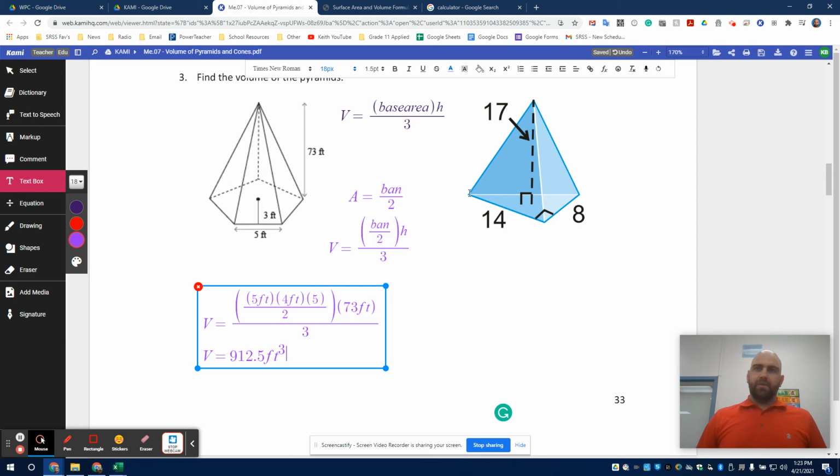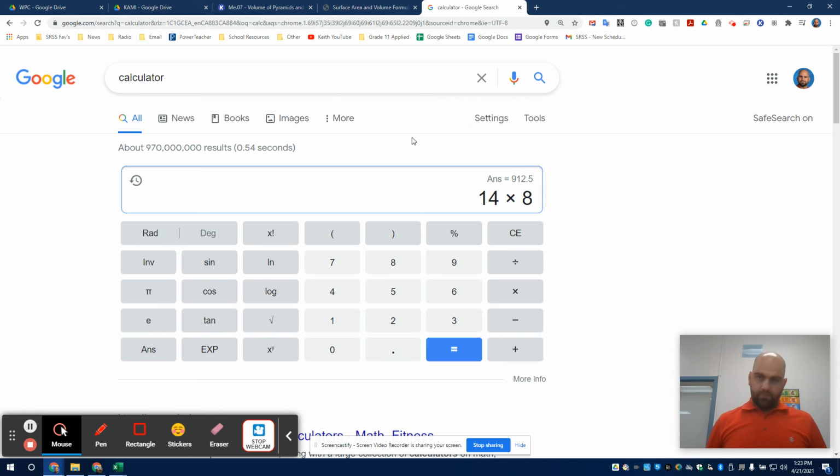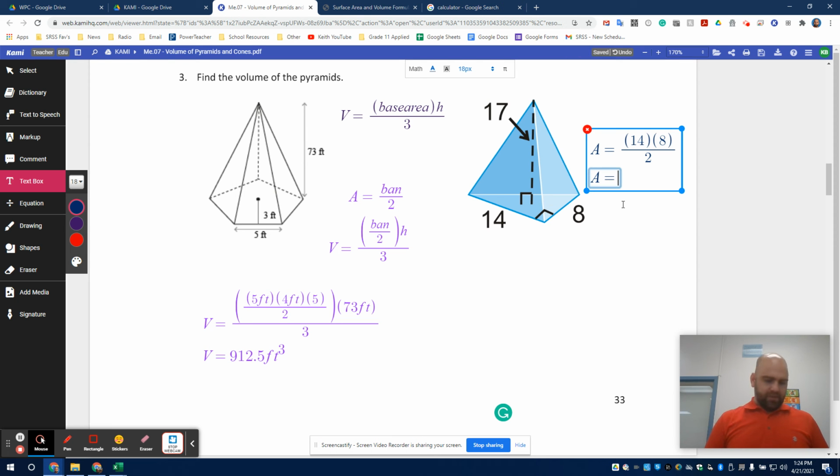So here we have a triangular prism where we have a base, which is a triangle 14 by 8. Okay, it's right angle, so it's a 14 by 8 triangle. And so I'm going to do the area of a triangle. And so we're going to do 14 times 8, and we're going to divide that by 2. And the area of our base, 14 times 8 divided by 2 is 56. This is going to be 56 units squared. We don't actually have units, so if you want to write in units squared, you can.